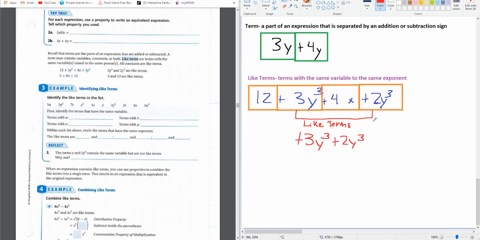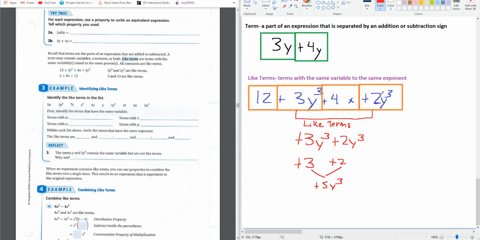Now, when you're combining like terms, or when you're adding or subtracting like terms, all you got to do is add or subtract the front parts, the coefficients. This is positive 3. This is positive 2. So positive 3, positive 2. If I put them together, I get positive 5. And then you just put the variable and exponent on the back. So now I've been able to combine them.